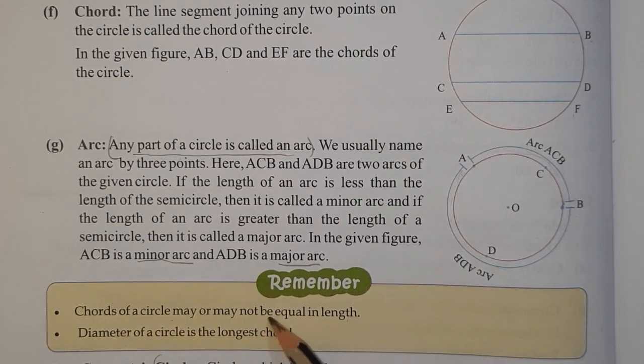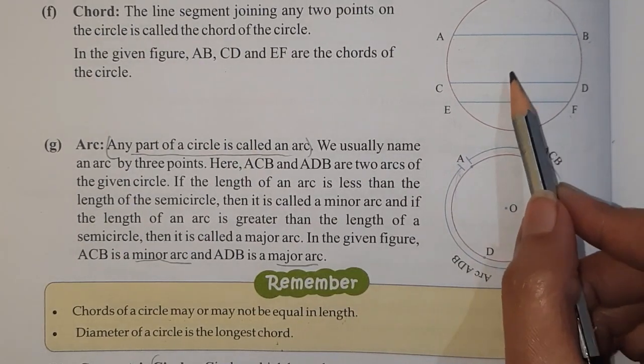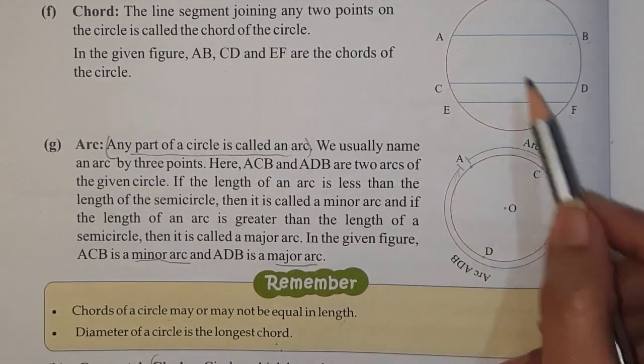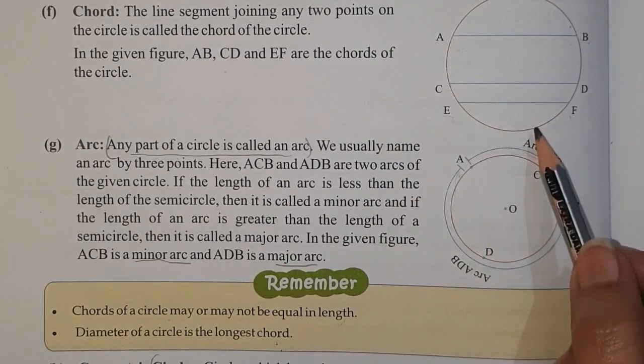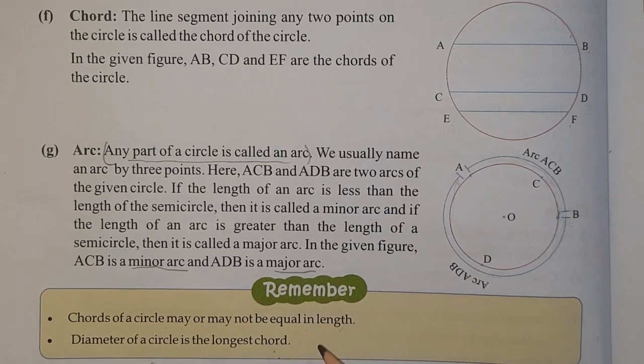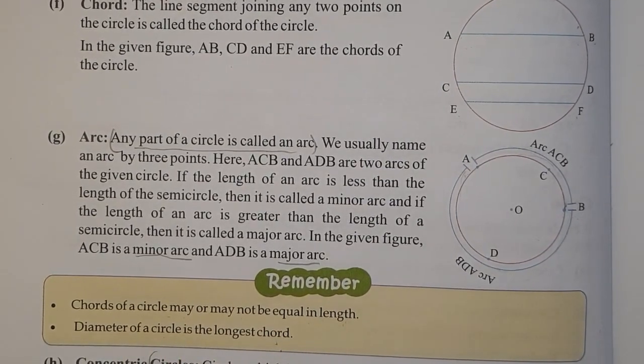Chords of a circle may or may not be equal in length. Chord आपने यहाँ फिगर में देखा बेटा, these may be of equal length, may not be. EF is smaller than AB. It is showing from the figure. So these may or may not be equal in length. Diameter of a circle is the longest chord.